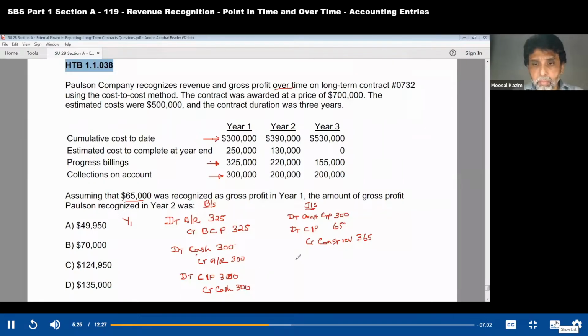365. So now, what we would do is, we would prepare the income statement. Income statement is very simple. From these entries, you can prepare the income statement.